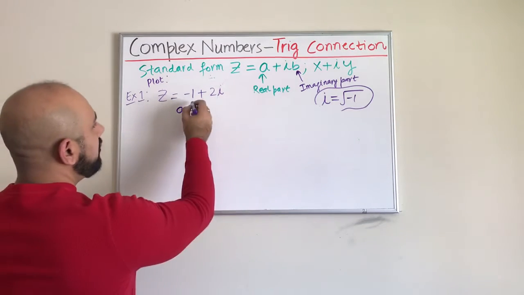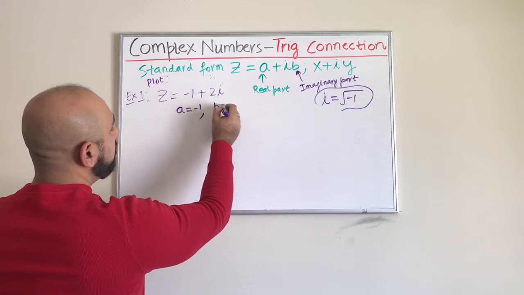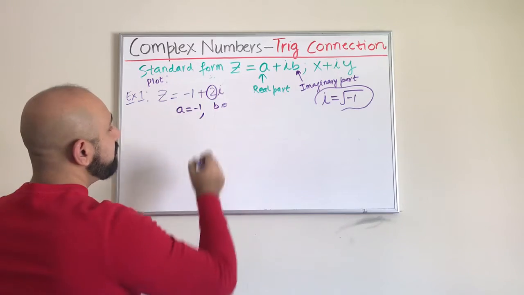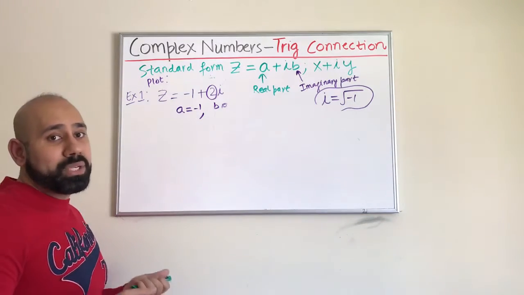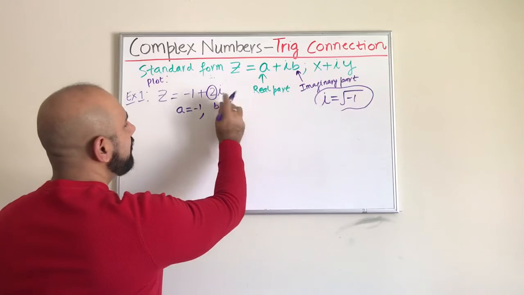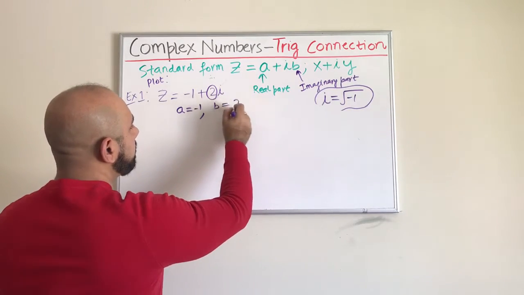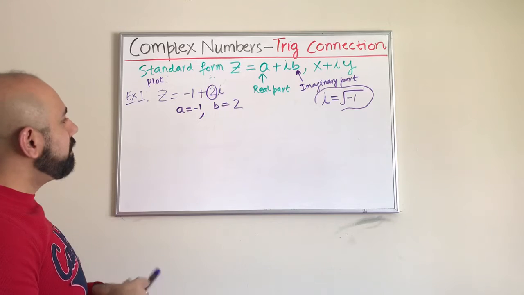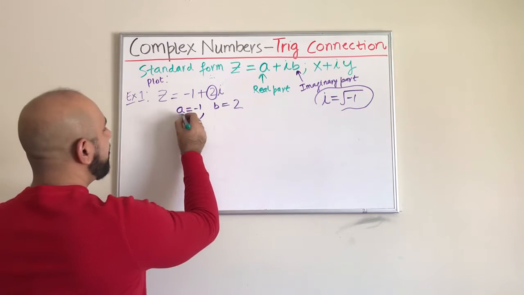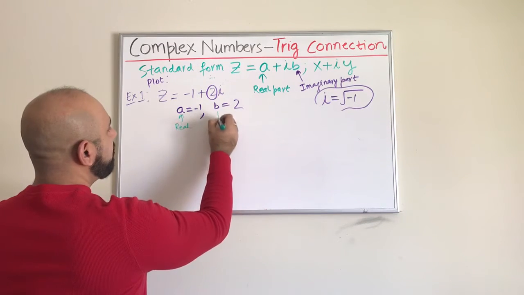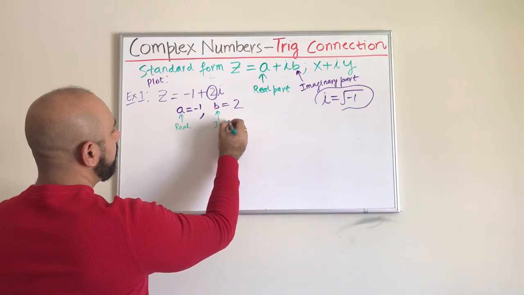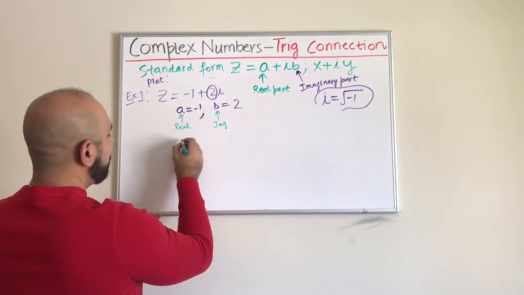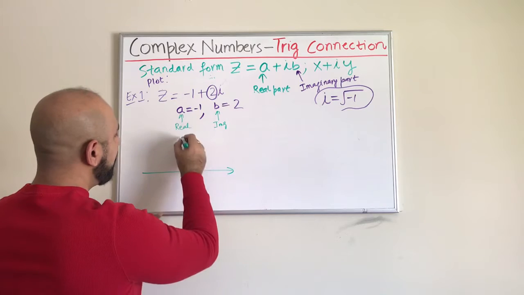The real part here obviously is -1, and the imaginary part, which is basically the coefficient of the imaginary unit i, in this case is +2, right? Guys, once I have my a and b, we already know that this is my real part and this is my imaginary part. Okay, now we can just go ahead and draw the real and imaginary axis.